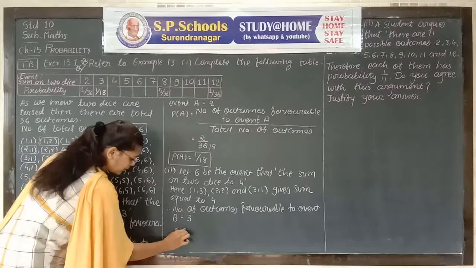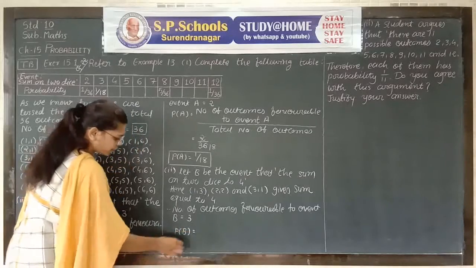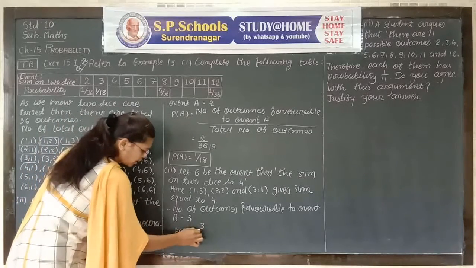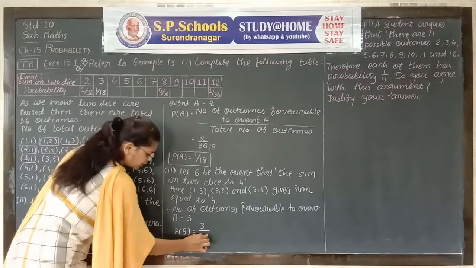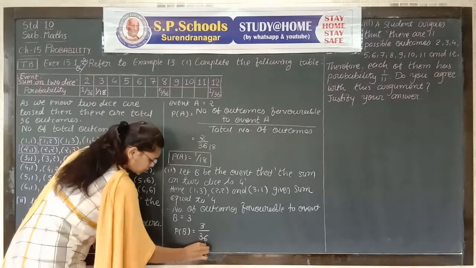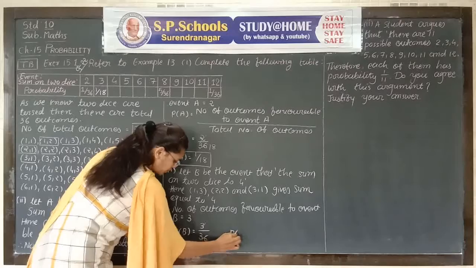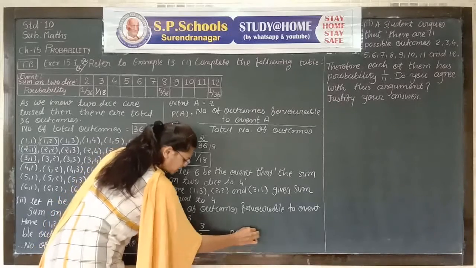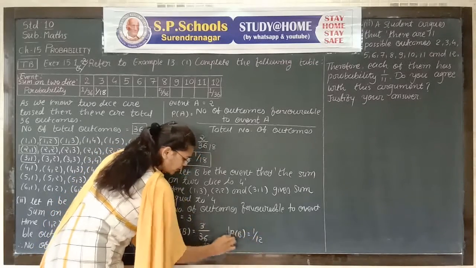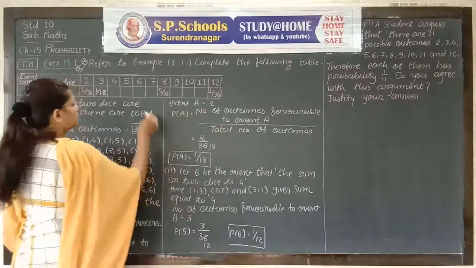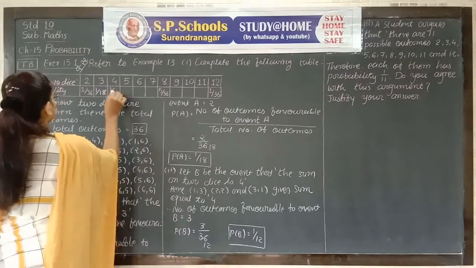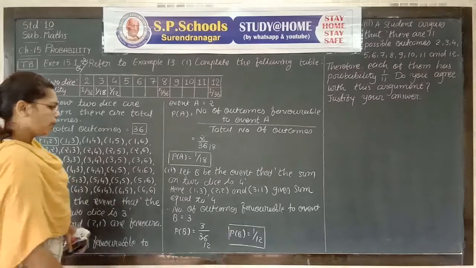Probability of event P of B is equal to the number of favorable outcomes 3 upon the total number of outcomes 36. 3 twelves are 36, therefore the probability of event P of B is equal to 1 upon 12. 1 upon 12 is the probability that the sum on two dice is 4.